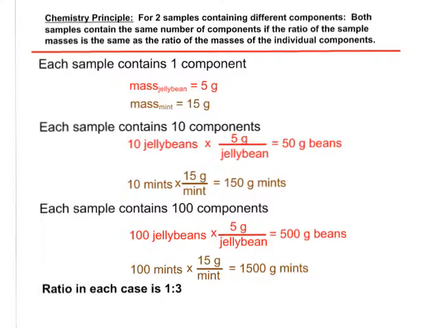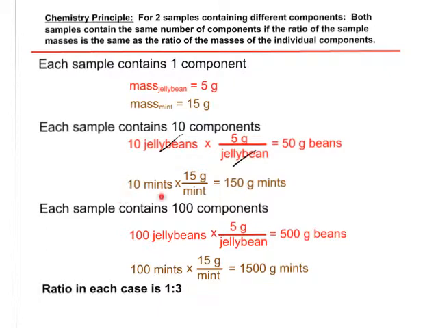So keeping this principle in mind, we can make some very quick and easy calculations using this idea. We'll just recall that the mass of the jelly bean is 5 grams, and the mass of the mint is 15 grams. And let's say each sample contains 10 components. We want to have a bag that has 10 components of each. Well, we would just do dimensional analysis here. We have 10 jelly beans, and we're going to multiply by the conversion factor, 1 jelly bean is equal to 5 grams. We set that up so our jelly beans cancel out, and we get 50 grams of beans. So in 50 grams of beans, we'd have 10 jelly beans.